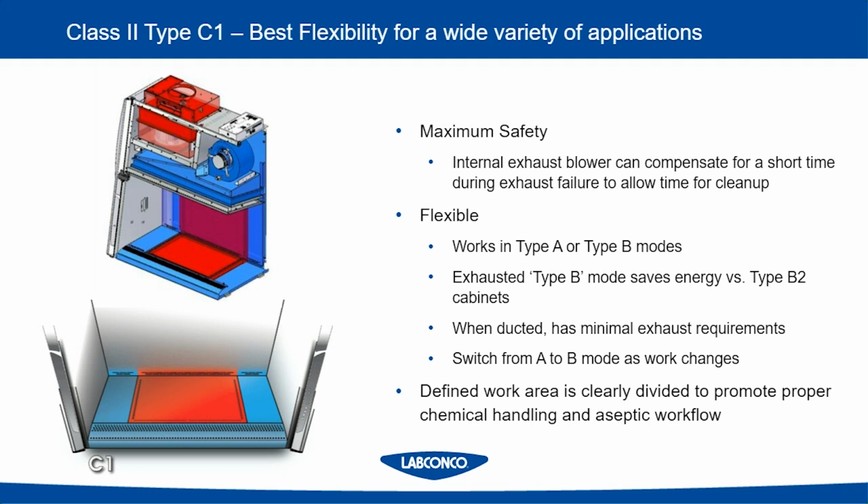The Class II Type C1 is also flexible. It does not have to be connected to an exhaust system. It can exhaust to the lab just like an A2 cabinet would. Should the application change, it can be connected to ductwork, recertified, and exhausted and switched to B mode. And the defined work area on the Class II Type C1 clearly allows your users to know where they should safely handle chemicals and where they shouldn't.